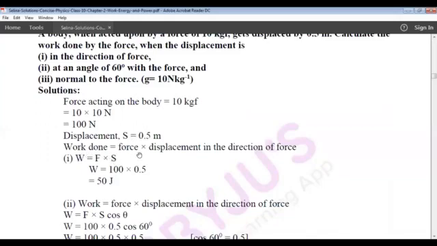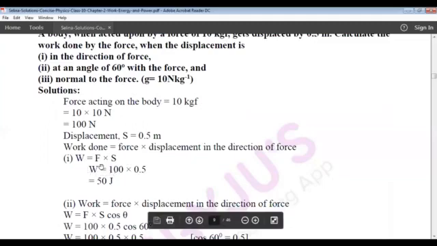Therefore, the work done is force into displacement in the direction of force. So W is equal to F into S. When the displacement is in the direction of force, work done will be equal to force into displacement. Therefore, work done is equal to force, 100 Newton, into displacement, 0.5 meter. Therefore, the work done is 50 joule.